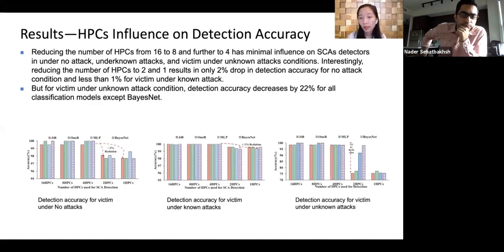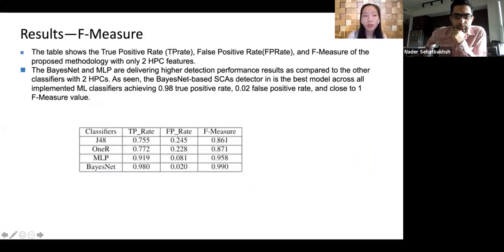So this indicates that if we want our detector to have the ability to detect all 3 conditions, we should use at least 2 HPCs. And if we choose 2 HPCs, the choice of classifiers should be more careful. So in the following part, we evaluate our results with only 2 HPCs.